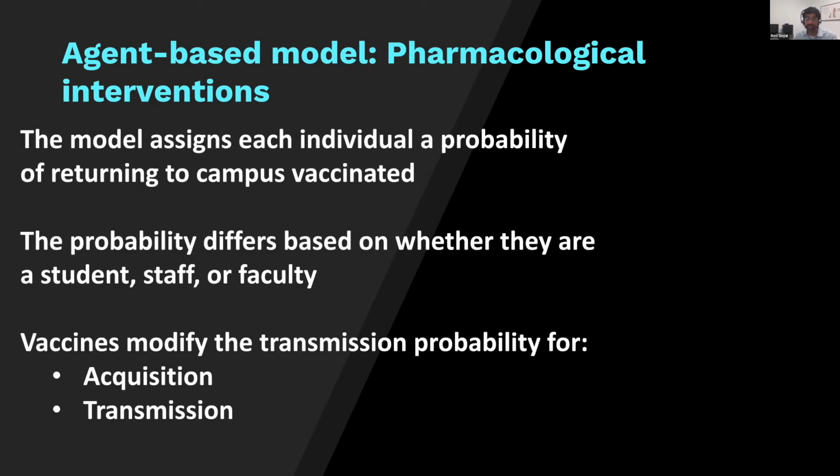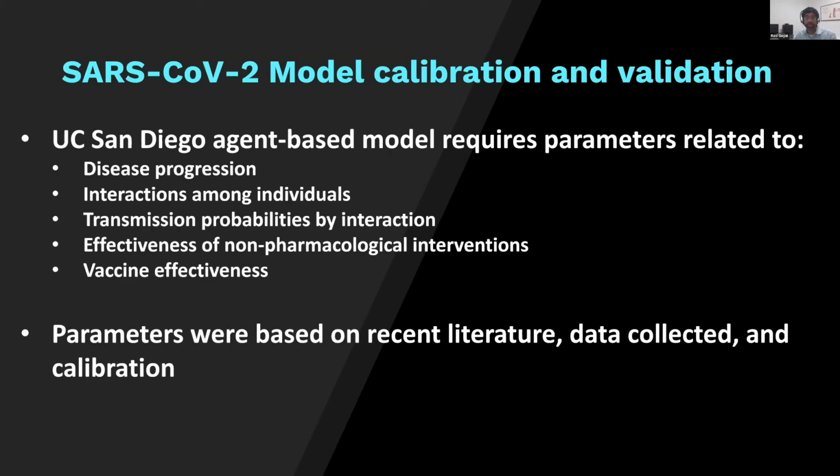And then finally, we modeled vaccinations as well. And there were different rates of vaccination depending on demographic characteristics, and there were varying probabilities of acquisition and transmission, depending on whether somebody was vaccinated or not. So that's a general overview of the model and the complexity that is included in it.